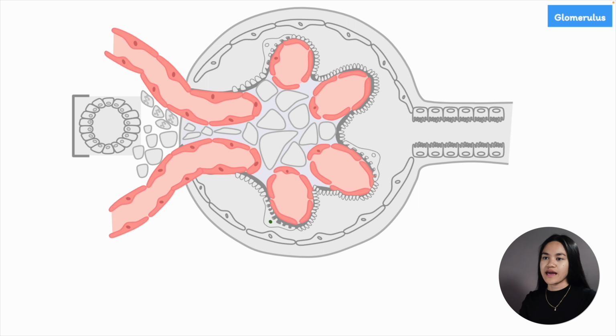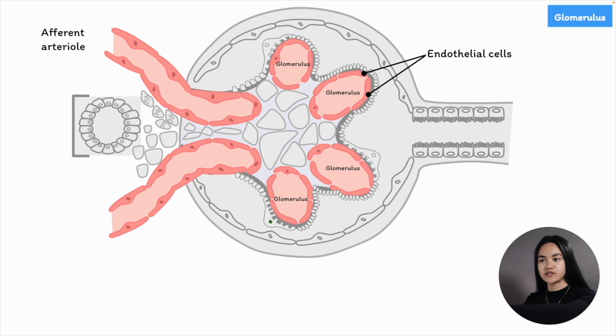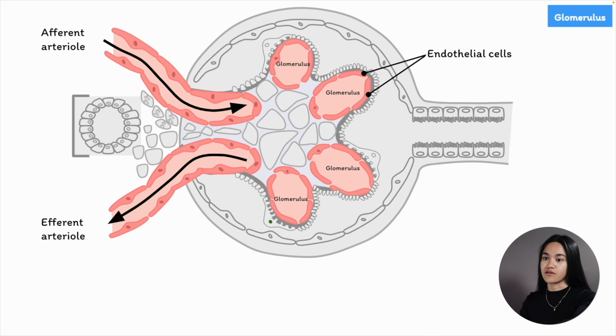The glomerular capillaries are lined by endothelial cells, specifically fenestrated endothelium. It's supplied by the afferent arteriole and drained by the efferent arteriole. So there's the glomerulus, and there are the endothelial cells, and blood flows through the afferent arteriole, which then circulates through the glomeruli and leaves through the efferent arteriole.